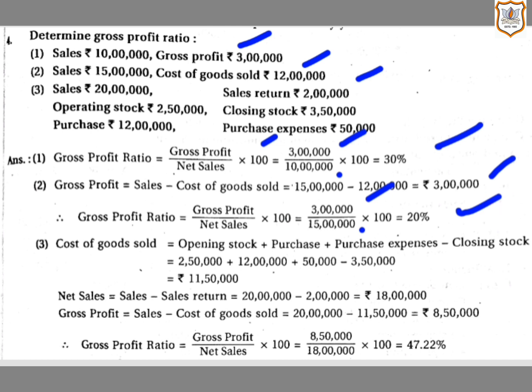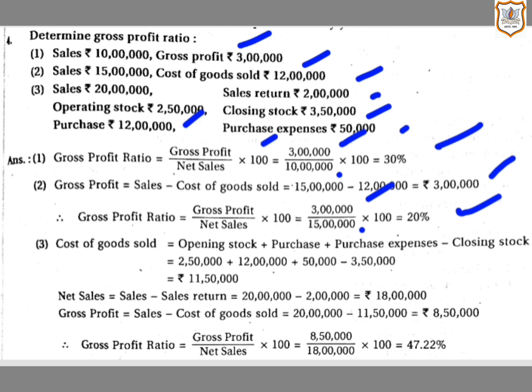Now in third question, here we have sales 20 lakh, sales return is given, that is 2 lakh, operating stock is given, that is 2 lakh 50,000. Sorry, this is not operating stock, this is opening stock. Then closing stock is given, that is 3 lakh 50,000. Then purchase is given, that is 12 lakh. Then purchase expense is given, that is 50,000.